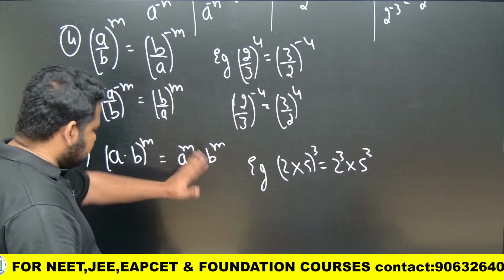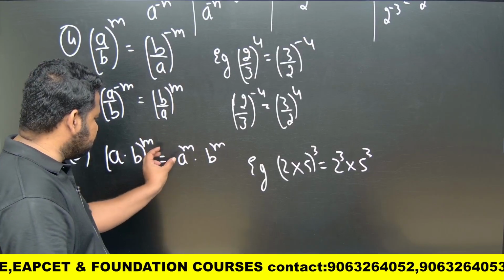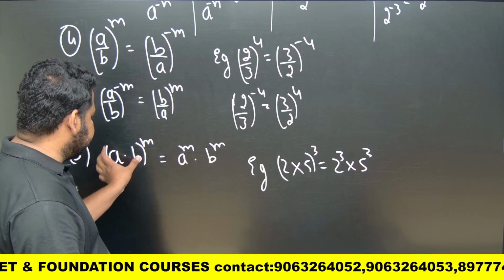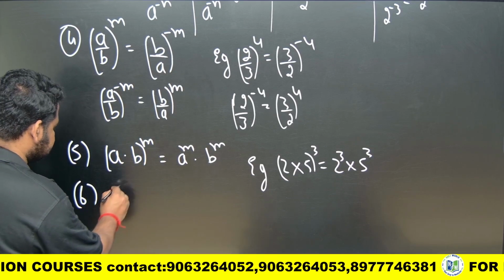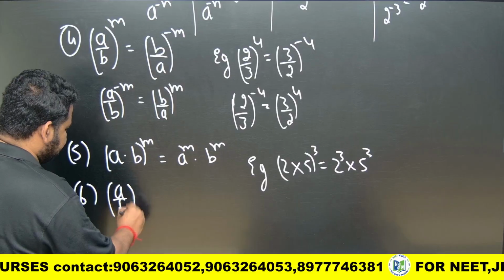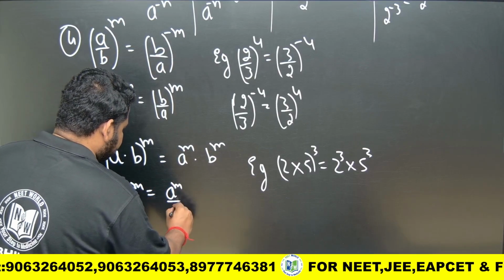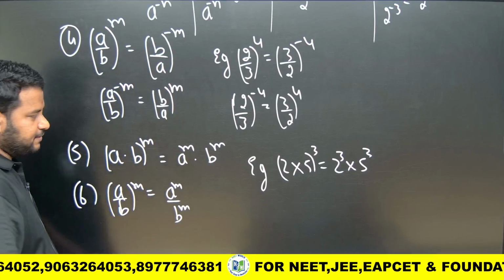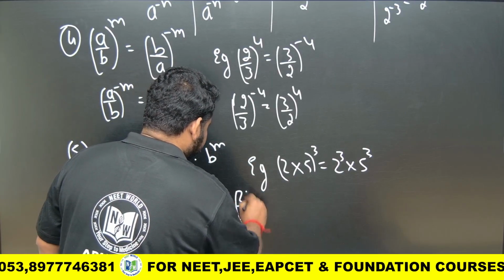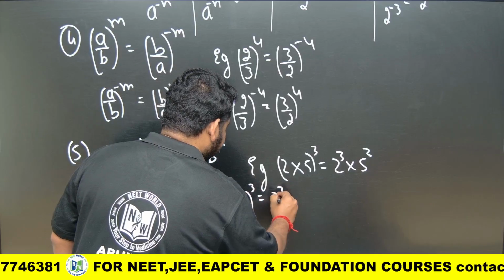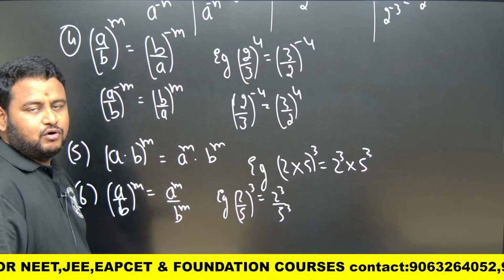Clear? Even from RHS to LHS, you should remember that a to the power of m, b to the power of m can be written as ab to the power of m. Similarly, if I write a by b to the power of m, this can be written as a to the power of m divided by b to the power of m. For example, 2 by 5 to the power of 3 can be written as 2 to the power of 3 divided by 5 to the power of 3, friends.